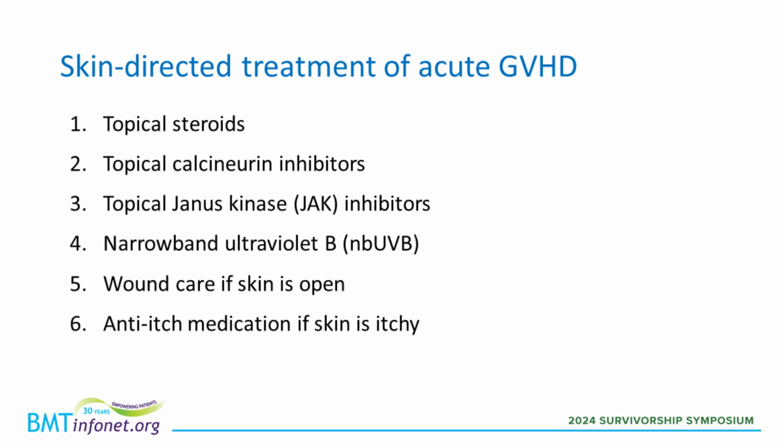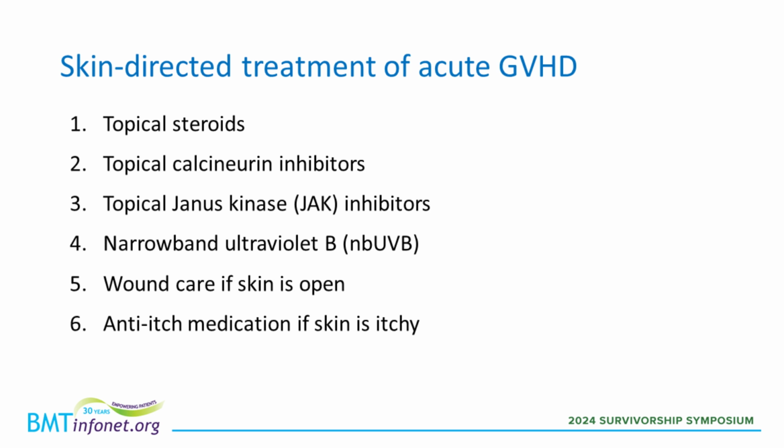So when we see skin GVHD in the acute phase presenting on the skin, some of the treatments that we can utilize, the skin-directed treatments, are going to be topical steroids, topical calcineurin inhibitors, topical Janus kinase inhibitors, and when I say topical, I mean usually creams and ointments, and we'll talk a little bit about each of these categories as we proceed along this talk. Another treatment we can utilize is narrowband ultraviolet B. This is a treatment that we do in clinic.